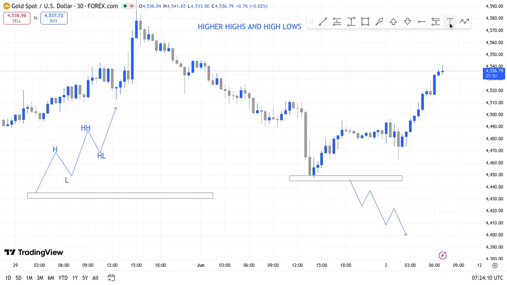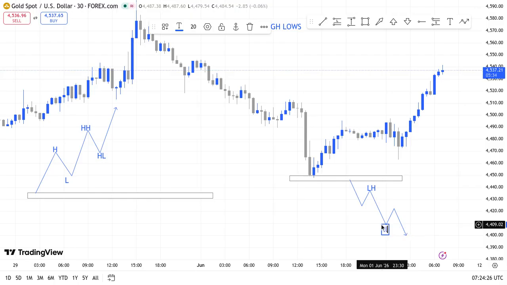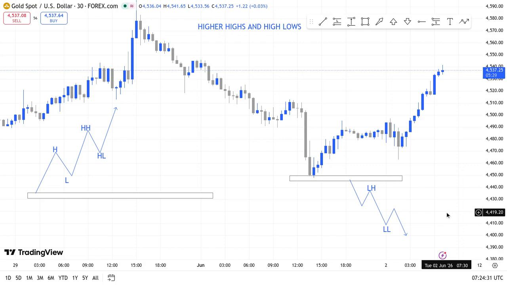In this aspect, we shall have what we call the lower high just right here, and we shall be having the lower low. This lower high is a high but below the previous high, so we shall term it as a lower high. And this lower low is a low but below the previous low, so we shall term it as a lower low. So this is how we get higher highs and higher lows in the market.